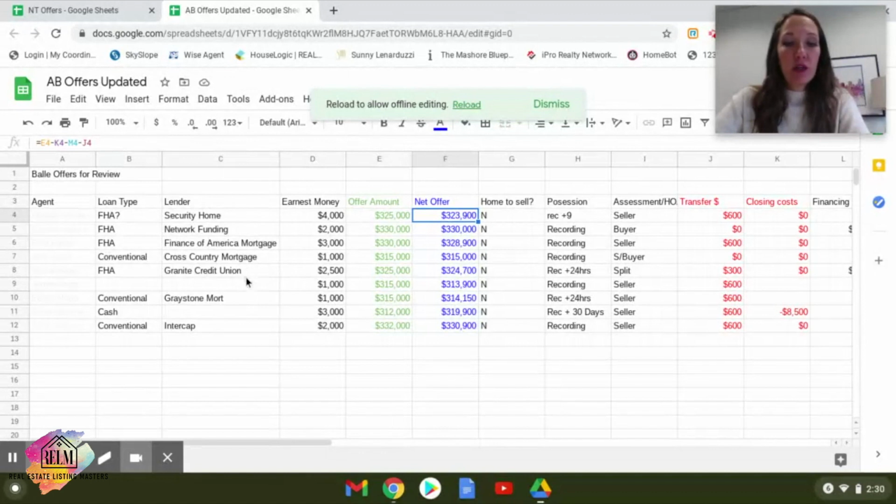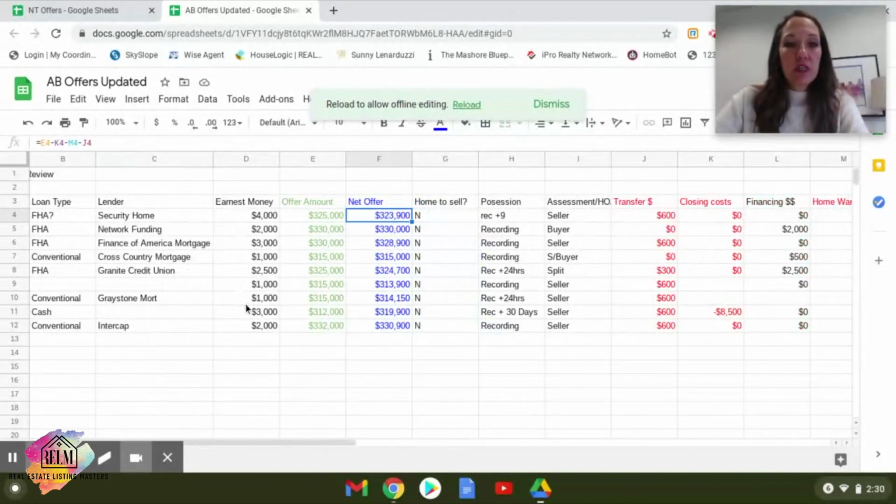Again, who was the lender? Who do I need to follow up with? This one I needed to follow up with the agent because there wasn't a lender listed, and it turned out that this was the first property the buyer had looked at, and they didn't have time to get the pre-qualification letters in before submitting this offer yet. Earnest money. How much earnest money is each person putting down? Offer amount, net offer amount. And again, this takes into account things like the transfer fee, closing costs, home warranty, to be able to come up with this number. Do any of these buyers have a home to sell? In this situation, none of them did, which is great.